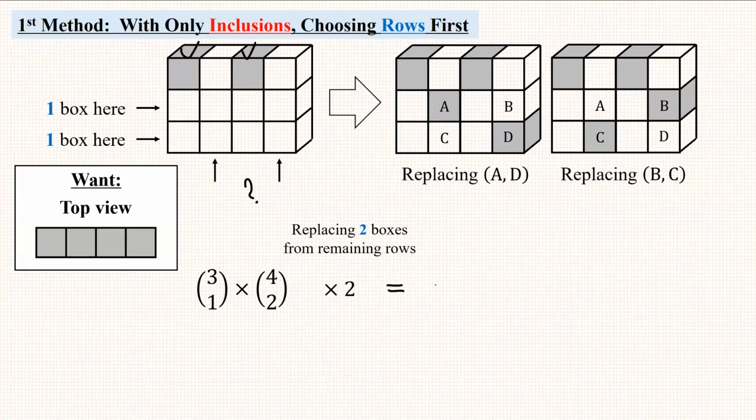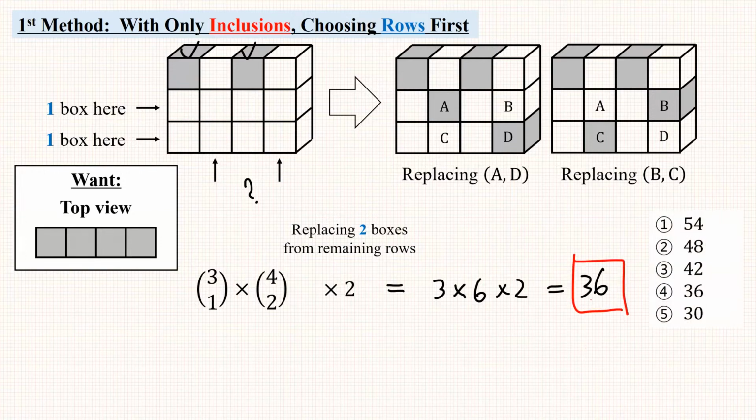Therefore, the number of possible ways of replacing 4 boxes is, so 3 choose 1 is 3, and 4 choose 2 is 6, and we have times 2, so we have 36. And if we take a look at the given choices, we know that the correct choice is 4.